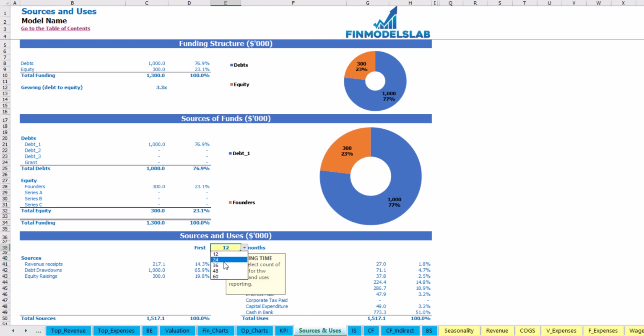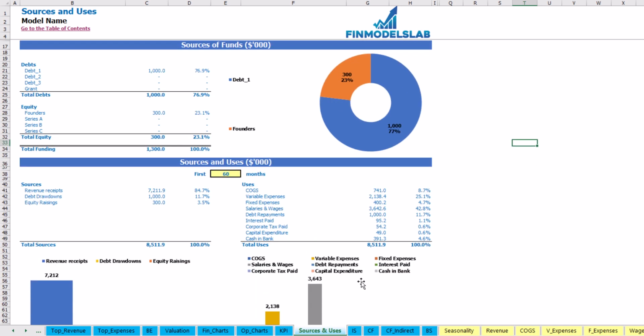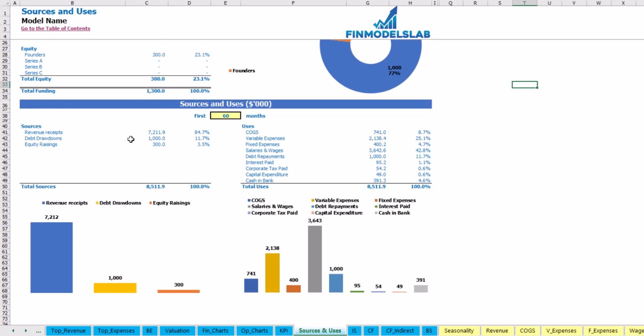Also, you may change the number of months, which is 1 year, 2, 3, 4, and 5 years. So for example, for year 5, you may take a look at the sources and the uses. And below on the chart, we may see this report in graphical form, which is easier to review.